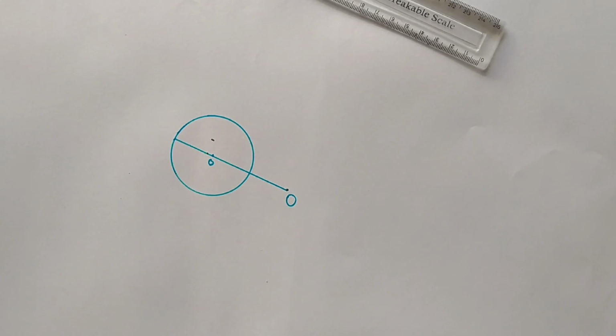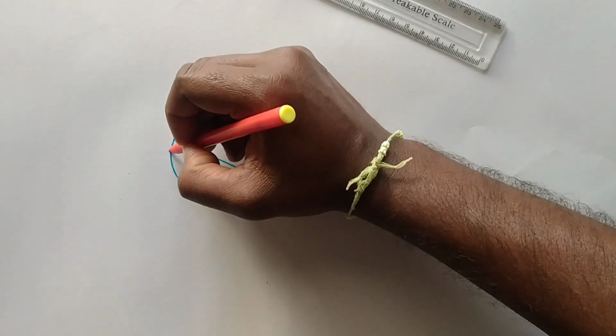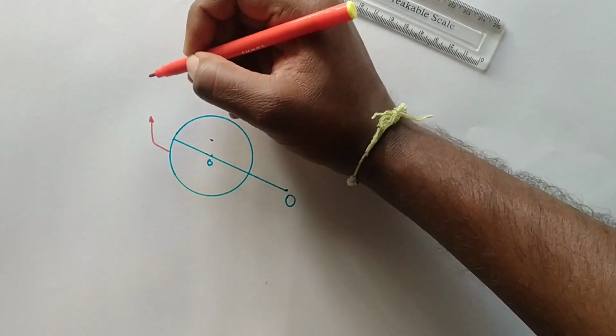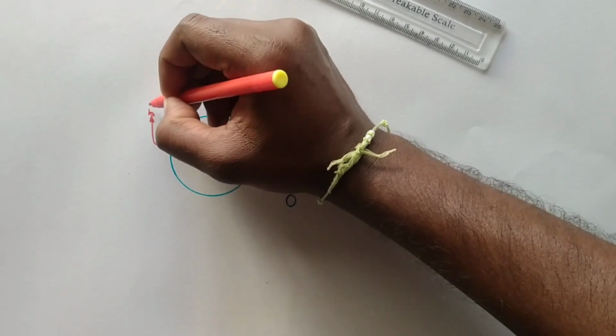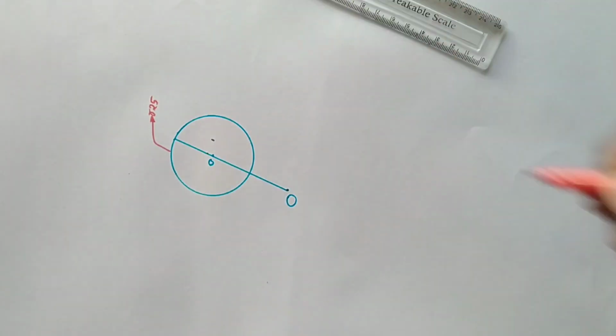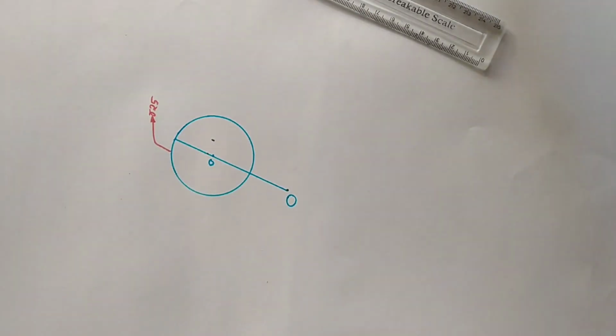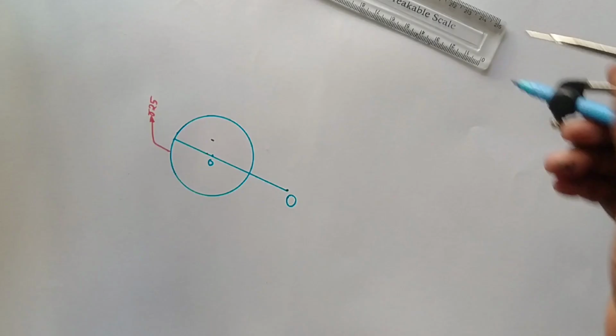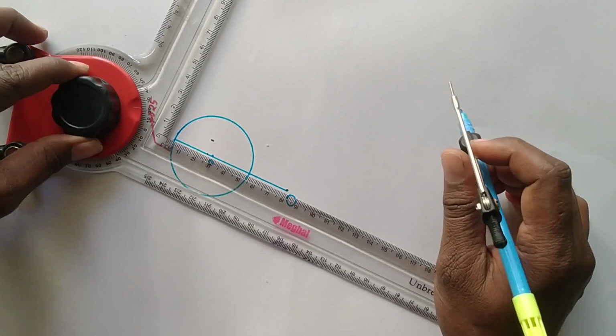The radius of the rolling circle is 25 mm. Next, you have to divide this rolling circle into 8 equal parts.